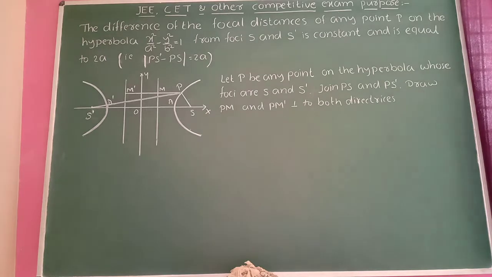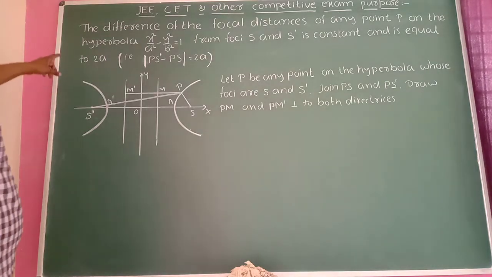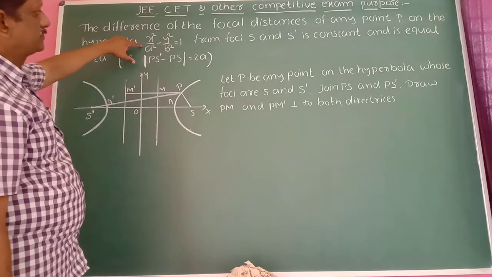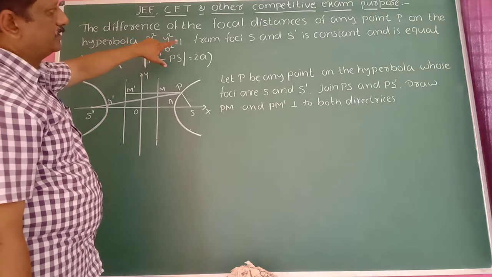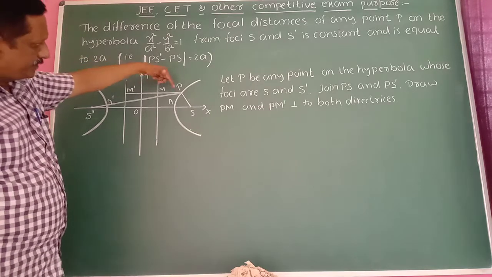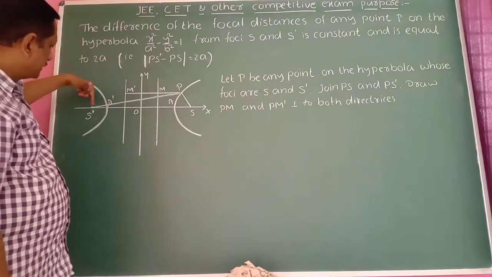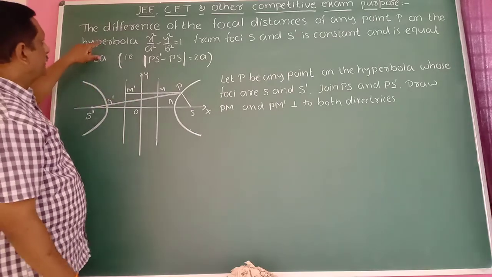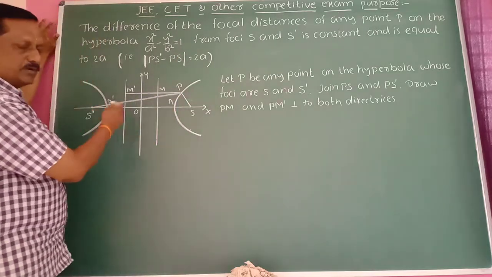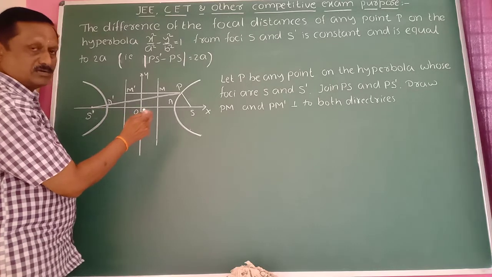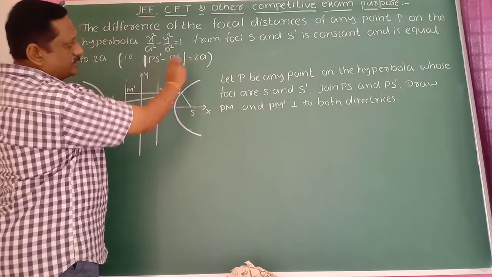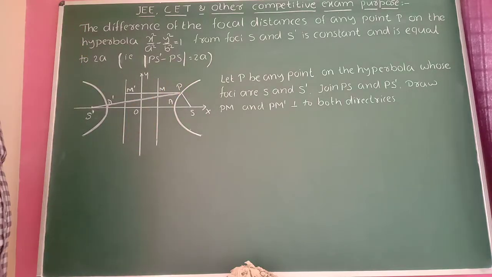So there is one property here, a property of the hyperbola. The difference of the focal distances of any point P on the hyperbola x square by a square minus y square by b square equal to 1 from the foci S and S dash is a constant and is equal to 2a. P is a point here, and S and S dash are the foci. PS is the focal distance, PS dash is also a focal distance. Their difference is a constant, meaning PS dash minus PS is a constant, and that constant is 2a. This is a very important condition.